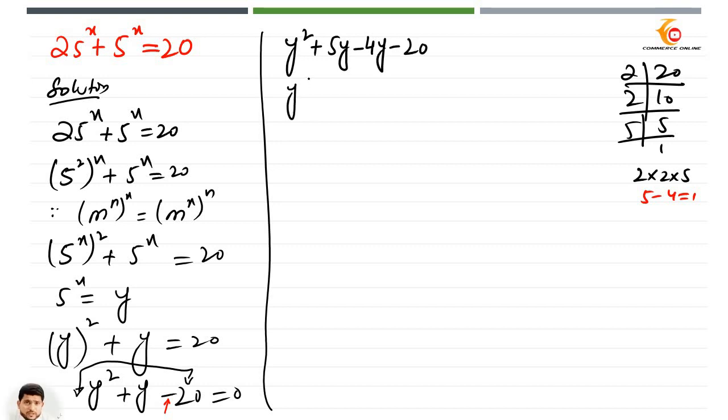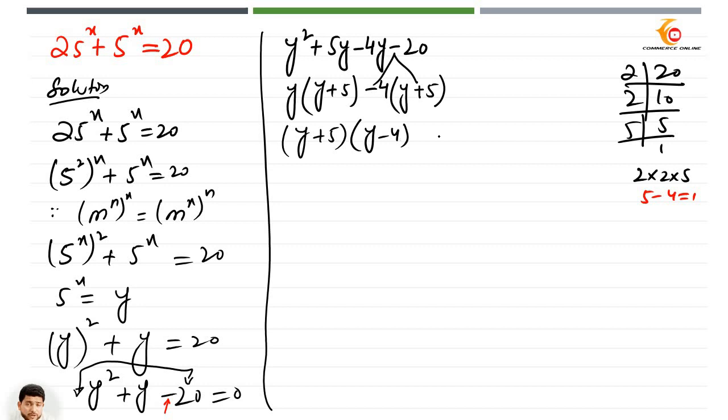So here y is common, so y times (y plus 5), minus 4 common, because 4 is here and 20 also includes 4, as you know 4 times 5 is 20, so we can divide 20 by 4. So 4 is common here, and now we have y minus 4 times y plus 5. So (y plus 5) is common in this function, and (y minus 4) is also there.